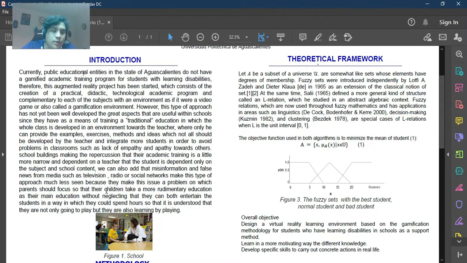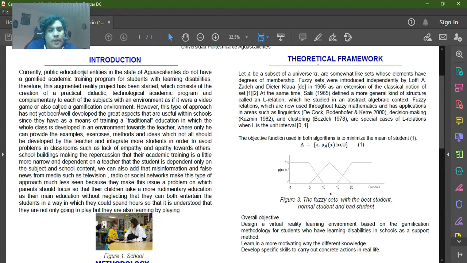The introduction that we have here is that currently public educational entities in the state of Aguascalientes don't have a gamified academic training program for students with learning disabilities. Therefore, this augmented reality project has been started, which consists of the creation of a practical, didactic, and technological academic program, complementary to each of the subjects, with an environment as if it were a video game, also called a gamification environment. However, this type of approach has not yet been well developed.